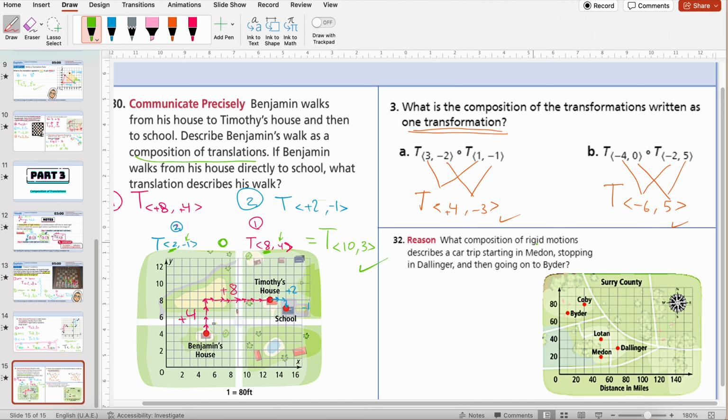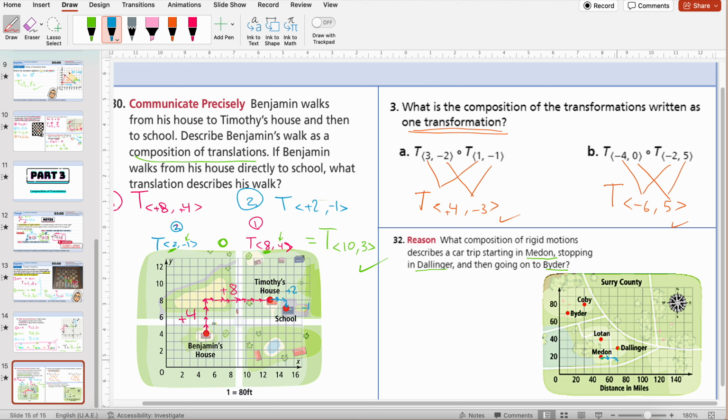What composition of rigid motion describes a car trip starting from Midon, stopping by Dallingers, I think, then going to Bider? So from here to here and then going all the way to Bider. Yalla bismillah. I'll start by the first trip. So I'm gonna go from here to here.